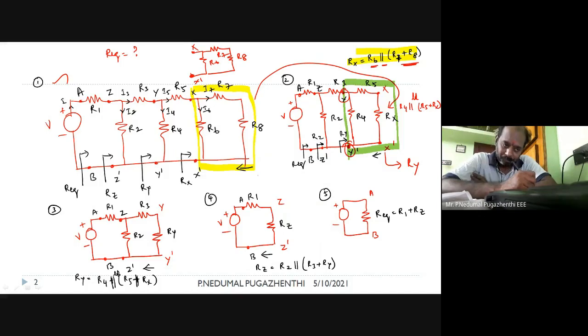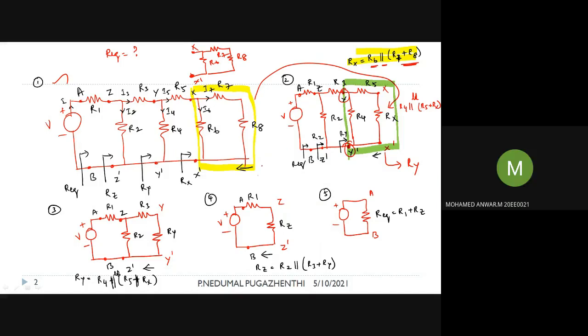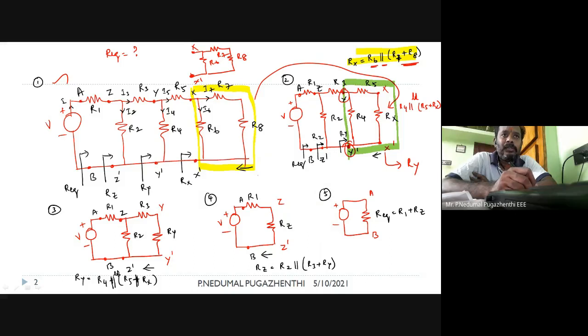Accepted? R5 and Rx are in series, and R4 is in parallel with that. So R4 is parallel to the series combination of R5 plus Rx. Is that okay? Everybody in the class? Understood? So I can replace this entire green boxed, highlighted part as Ry.